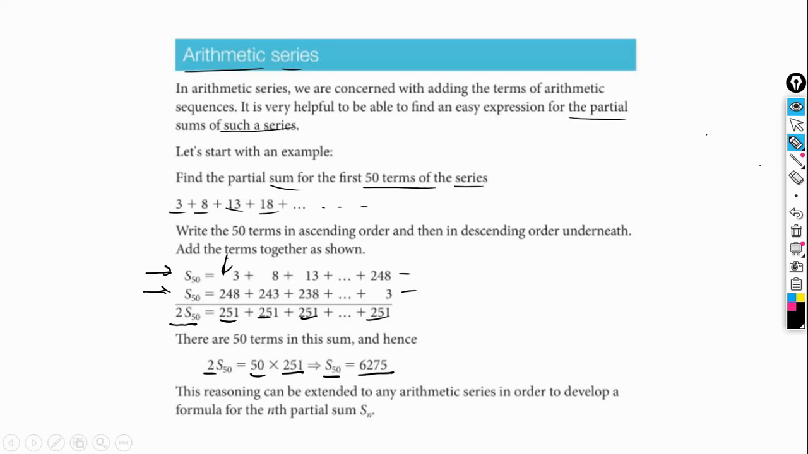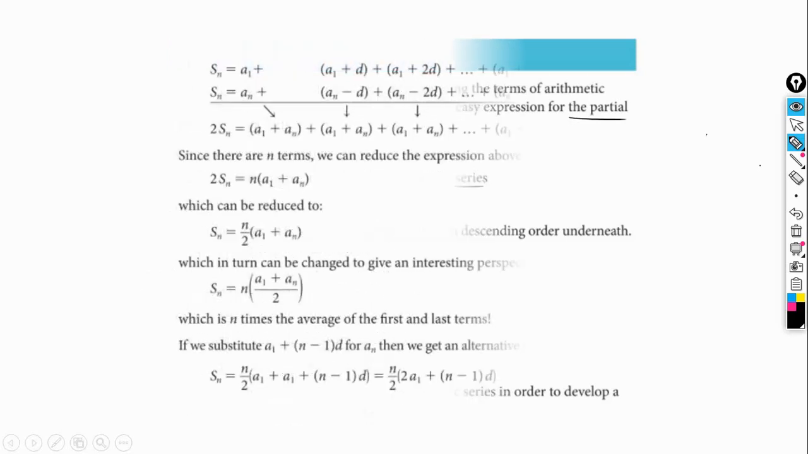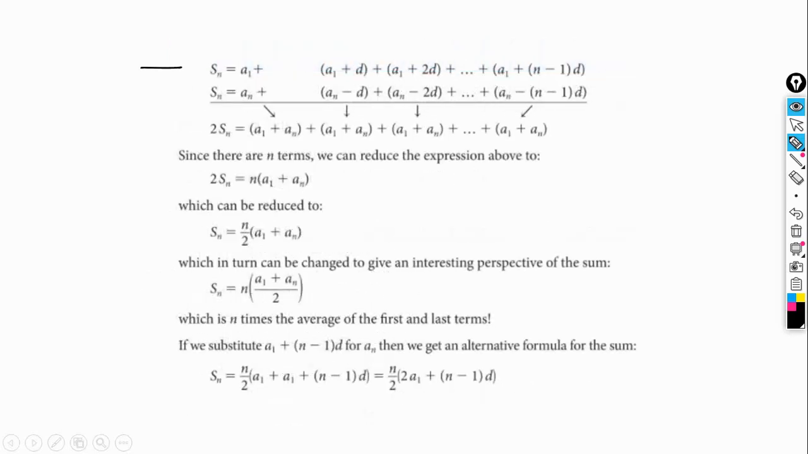Now, this reasoning can be extended to any arithmetic series in order to develop a general formula for the nth partial sum, S sub n. So now we're going to generalize. Notice that the partial sum is equal to the first term plus the first term plus the common difference, plus the first term plus 2 times the common difference, and so forth, all the way to the end where it's the first term plus n minus 1 times the common difference.